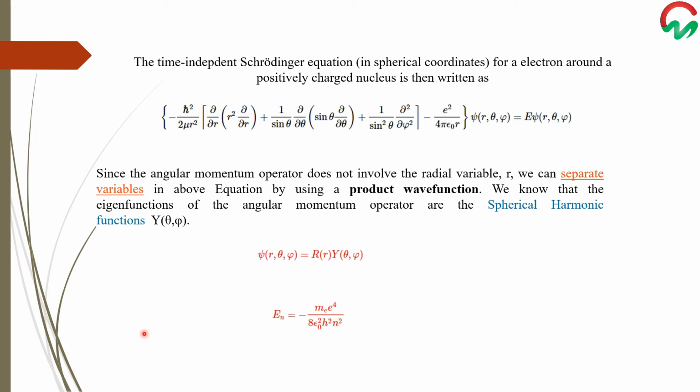So the solution of both R and Y(theta, phi) comes with an energy that depends only on the quantum number n, as you can see in this equation, although the others are required for the proper description of the wave function. So the energy of the hydrogen atom can be written as En equals minus m e to the fourth over 8 epsilon naught squared h squared n squared.